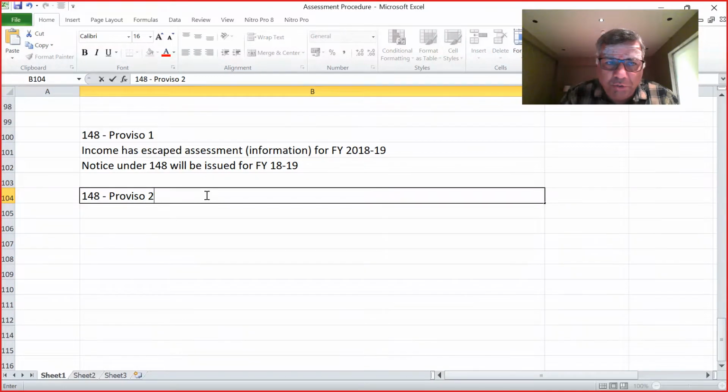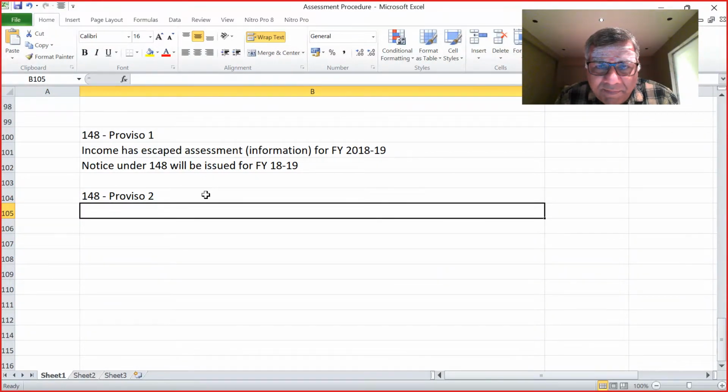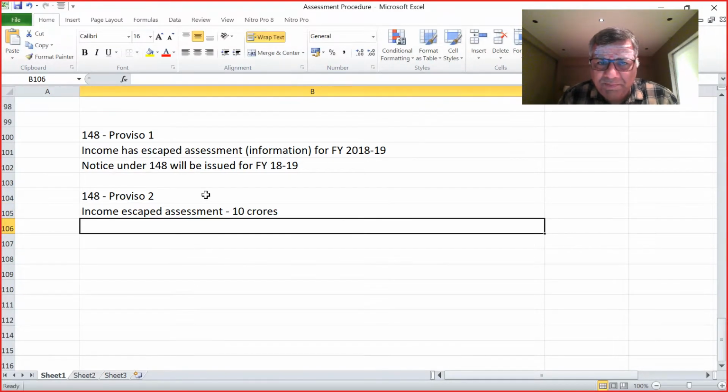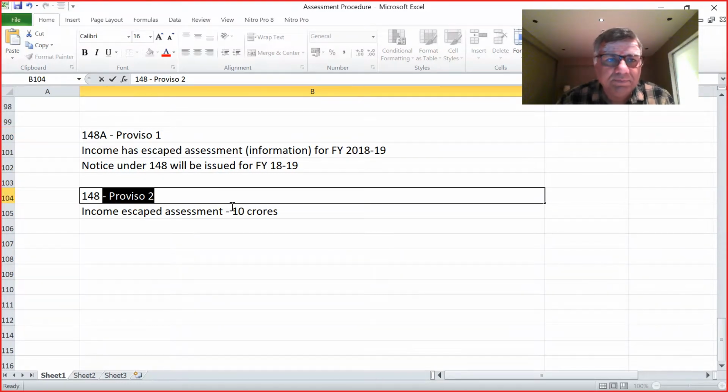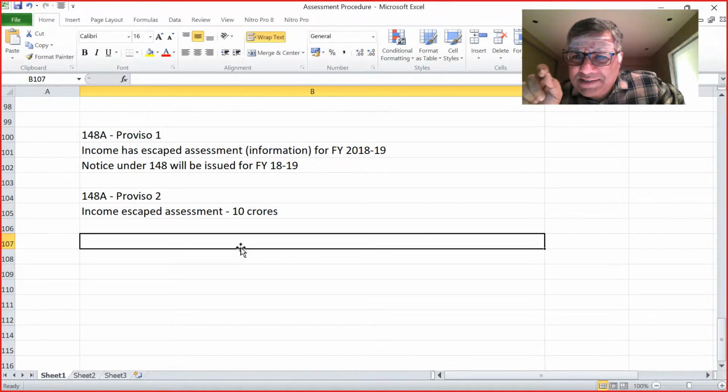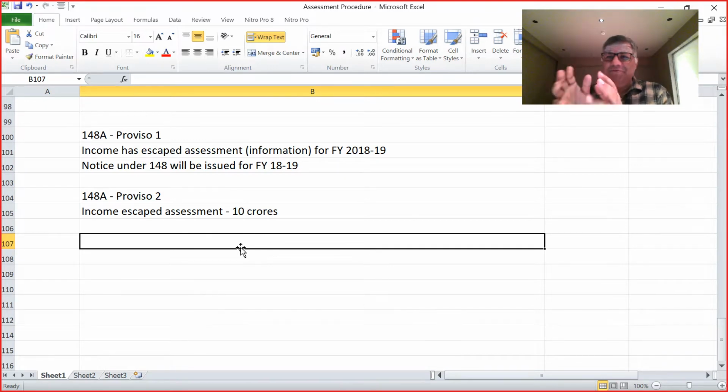Proviso 2. Proviso 2 is for what cases? It is the exception to proviso 1. What cases? Search and seizure. Income escaped assessment, crores. Which year? Sir, all this comes under 148A, right? 148 has proviso 1 and proviso 2, you are right, sir. Please understand in which section, for which year you will issue notice. Yesterday I was telling about 3 to 10 years. Yes, very good. Thank you for remembering that.